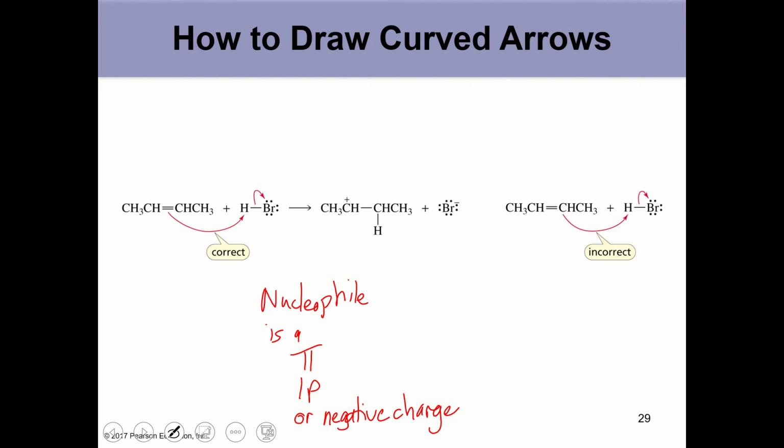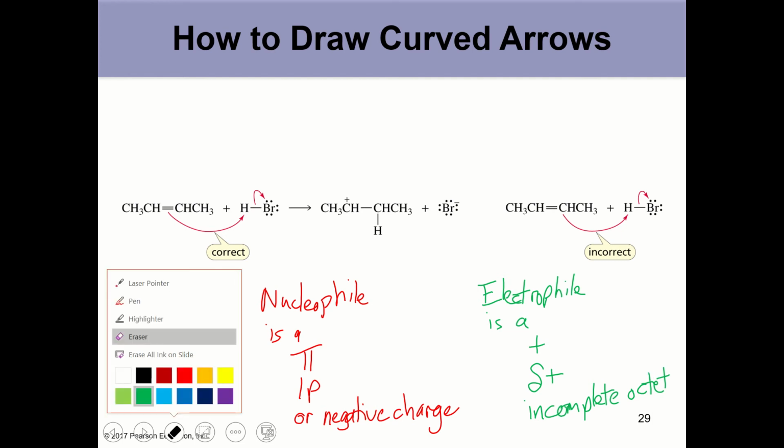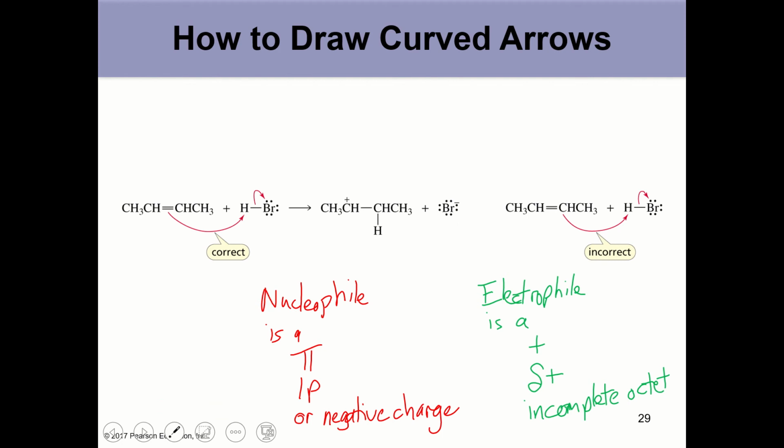An electrophile is a positive charge, partial positive charge, or incomplete octet. The group 3 atoms are the atoms with the incomplete octet.